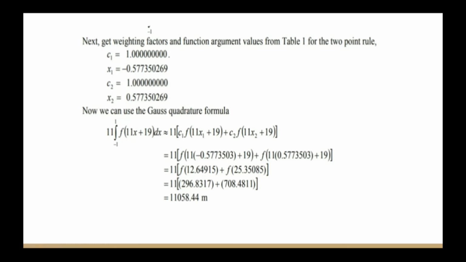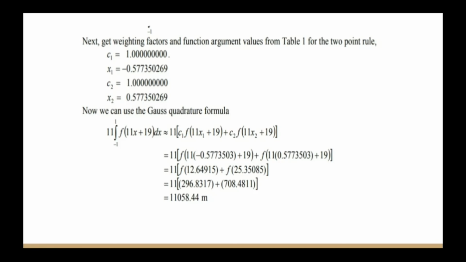So if you wonder where it came from, earlier we solved that c sub 1 and c sub 2 are equal to 1, and our x sub 1 and x sub 2 are equal to square root of 3 over 3. So now we can use the Gauss quadrature formula. We have 11 times the integral from negative 1 to 1 of f of 11x plus 19 dx, which is approximately equal to 11 times c sub 1 times f of 11x sub 1 plus 19, plus c sub 2 times f of 11x sub 2 plus 19.